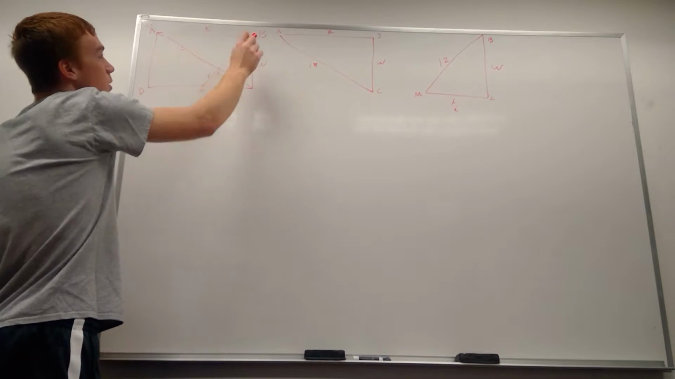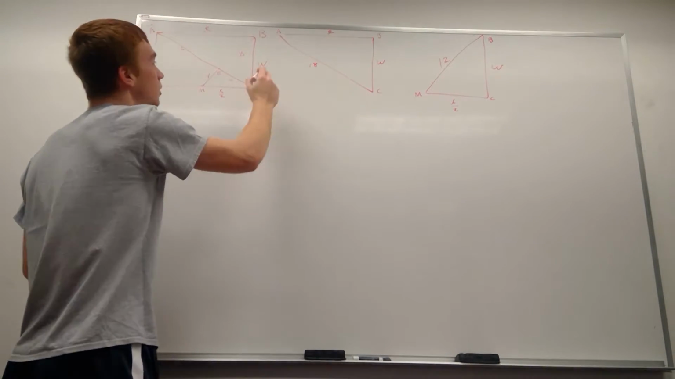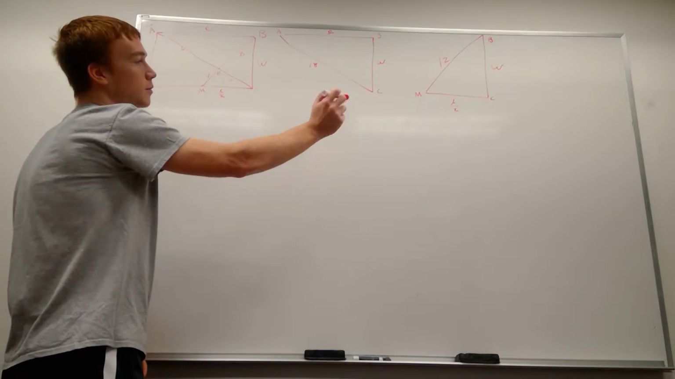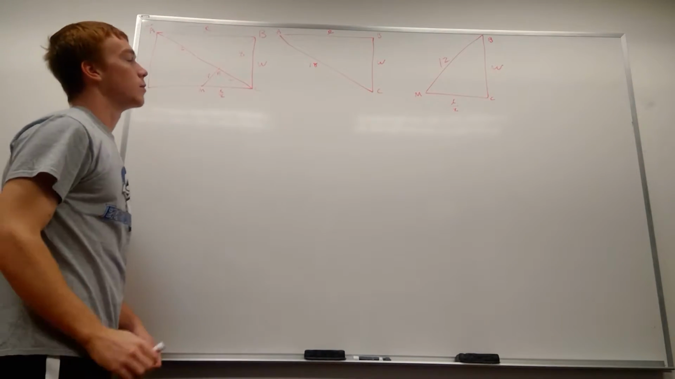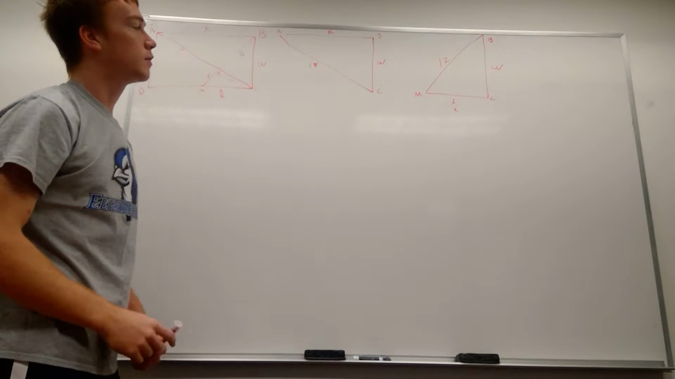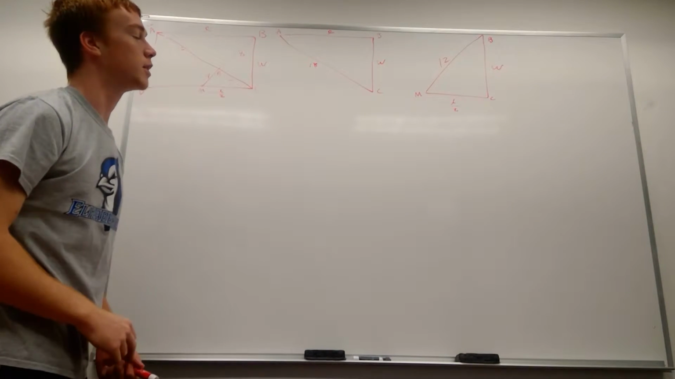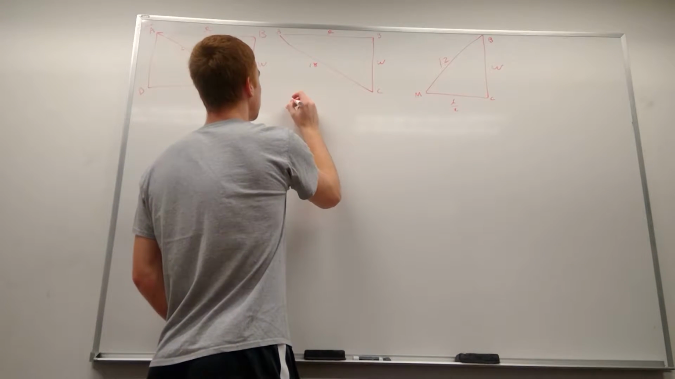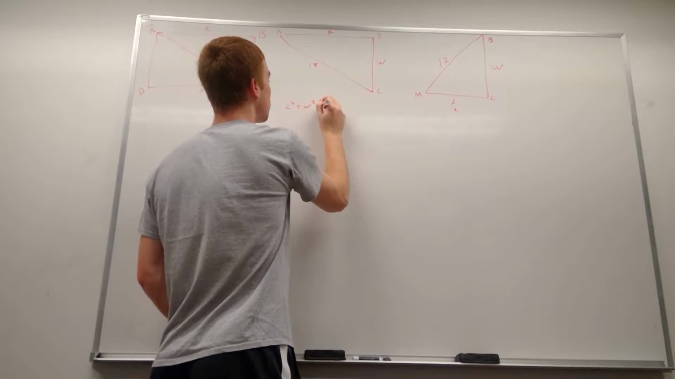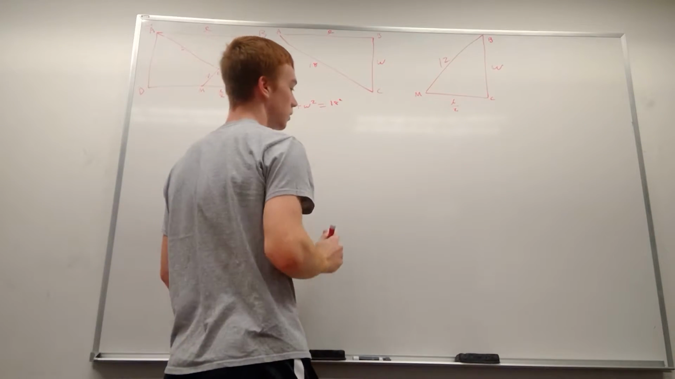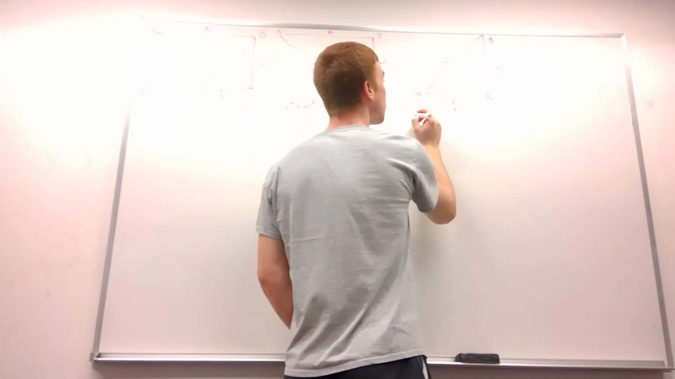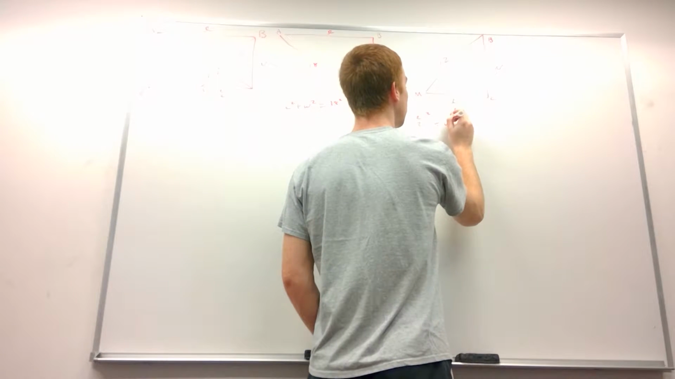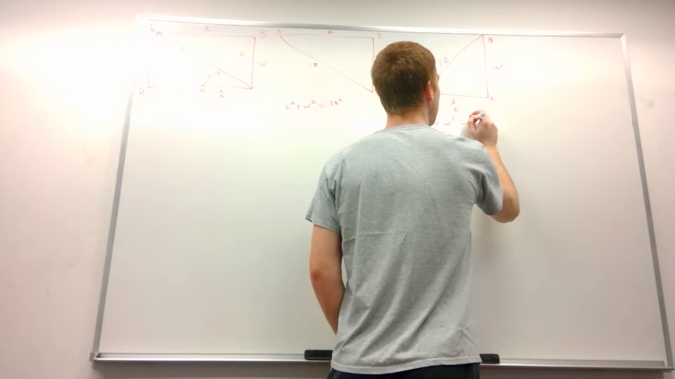I split it up into triangle ABC, and we know this is 18, this is the length, and this is the width. And I also split it up into triangle MCB, and we know that MB is 12, MC is L over 2, and BC is W. So now we're going to use Pythagorean theorem, which is L squared plus W squared equals 18 squared, and the quantity L over 2 squared plus W squared equals 12 squared.